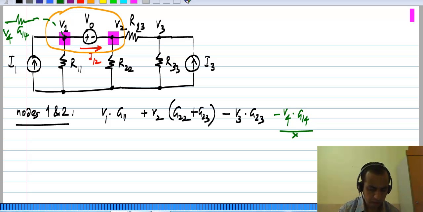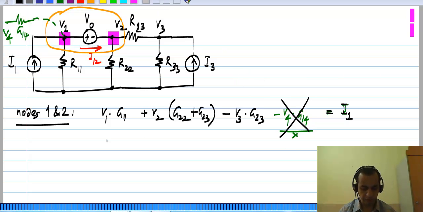We have to look at the total current from independent sources being injected into the supernode. So we have I1 going into the supernode and nothing connected here. So the sum simply equals I1. So this is not there. I just took that as an example.